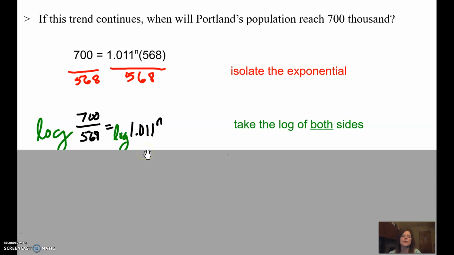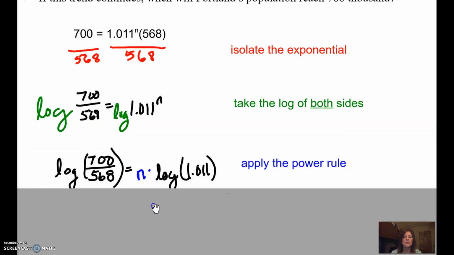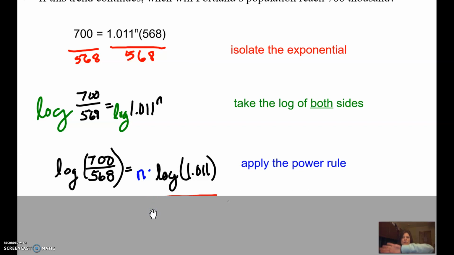Then do the next step, which was take the log of both sides. That's easy. You just put log in front of both sides. Then the next step was to apply that property, the power rule. Okay, so that exponent rule means I'm going to bring that exponent out front. So on that right-hand side, where I have log of 1.011 raised to the n, I'm going to bring that n exponent and put it out front and make it n times the log of 1.011. Don't change the left at all.